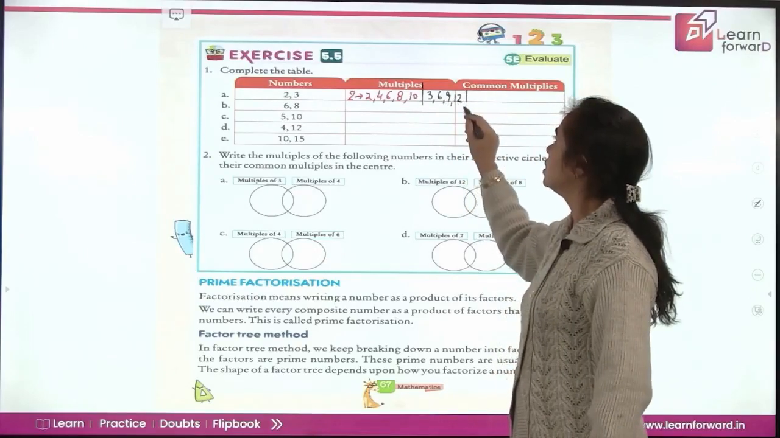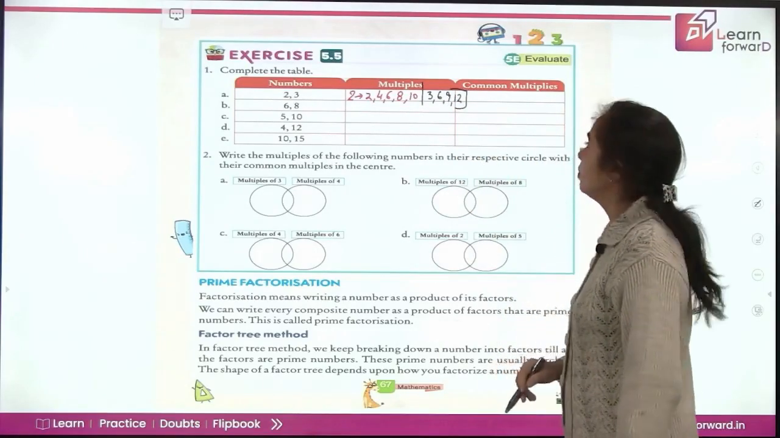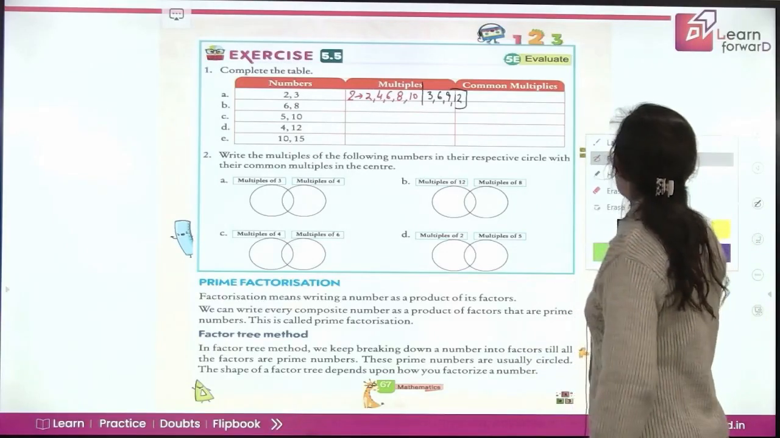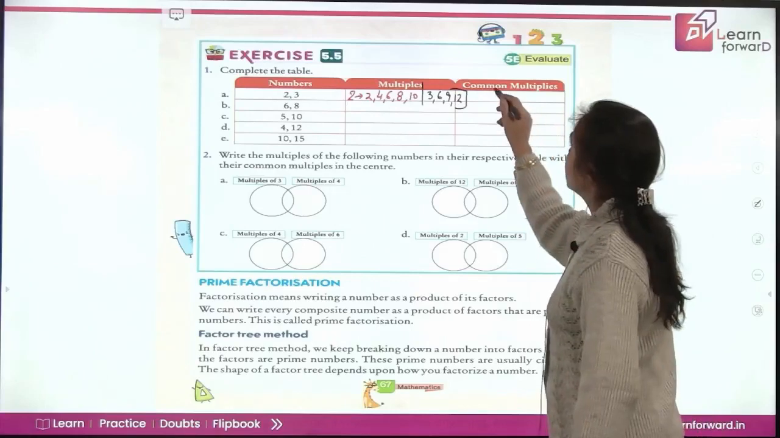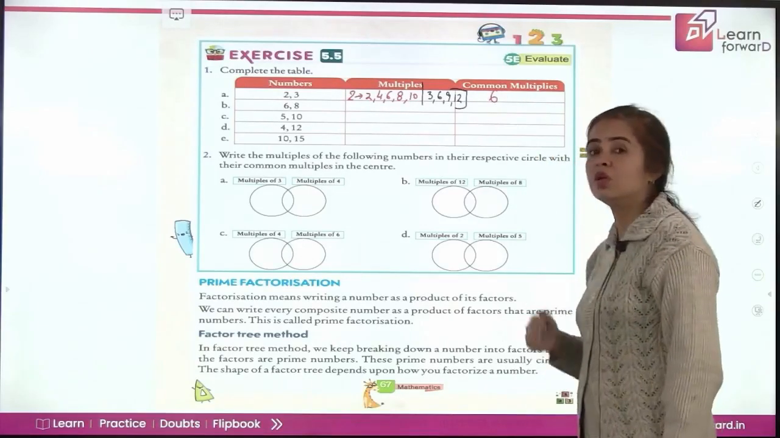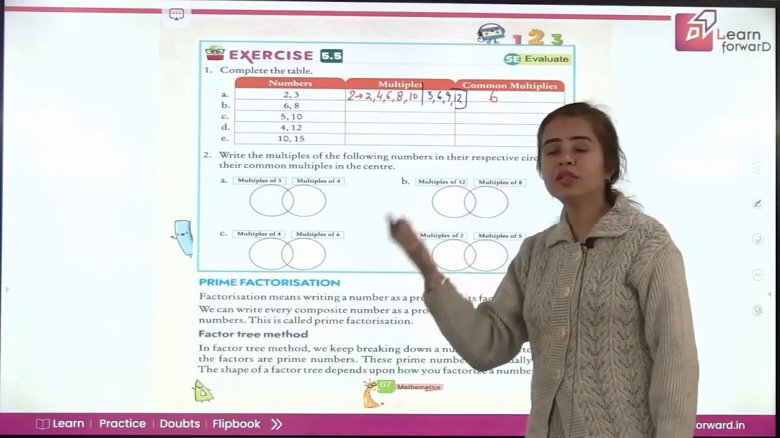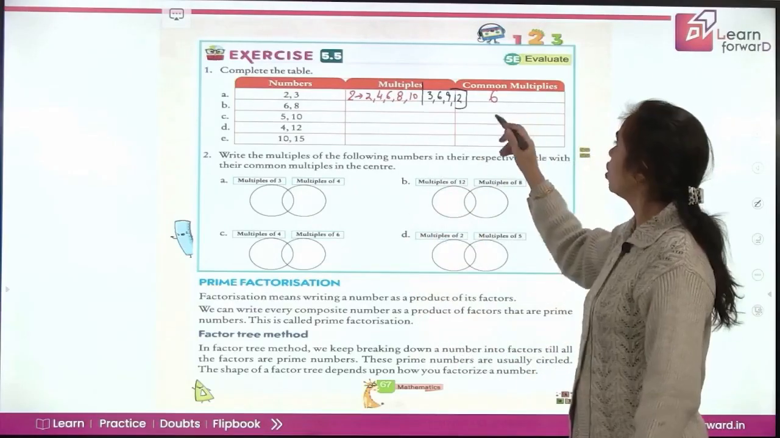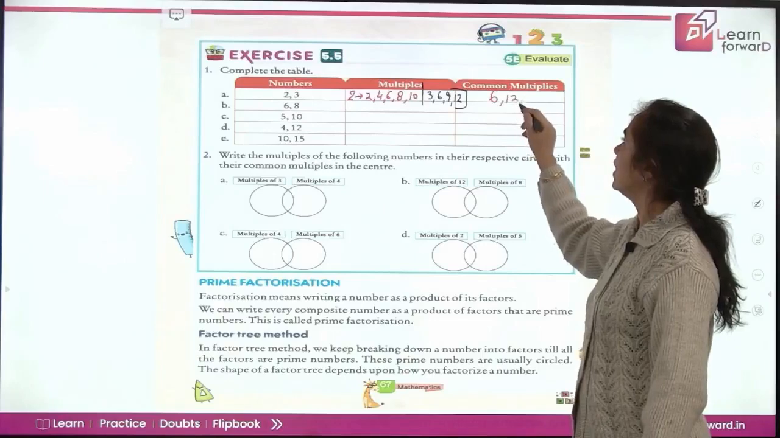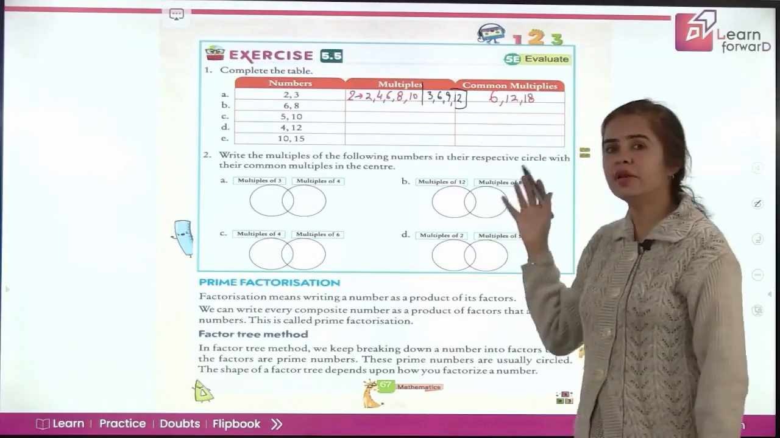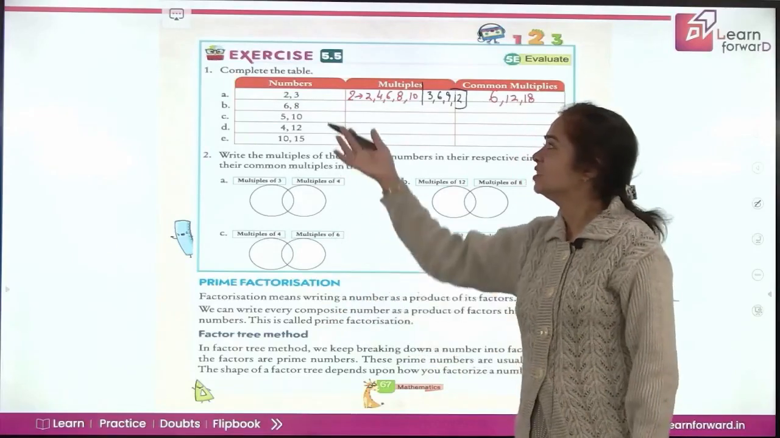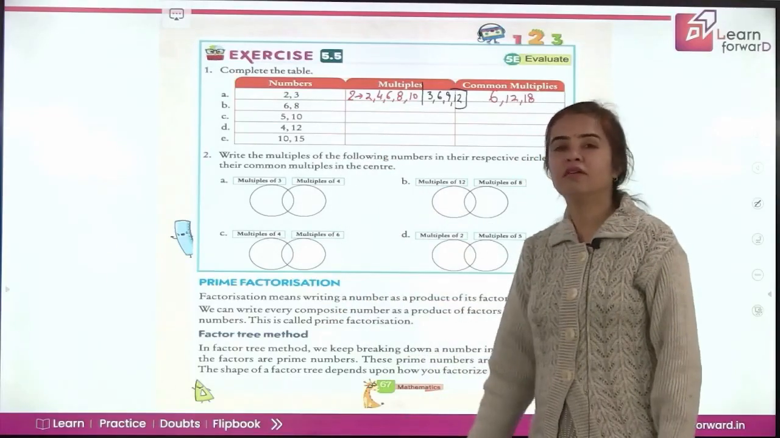Now what do you see common here? What number is common? 6 is common. So when you write 6 in the common multiples, you can go ahead. All the other common multiples will be the multiples of 6. So your next common multiple will be 12, next will be 18. So you can write just 2 or 3 because again the multiples are endless. Similarly, you will be doing for the rest of the parts.